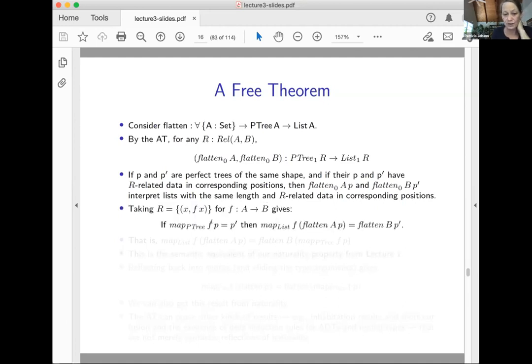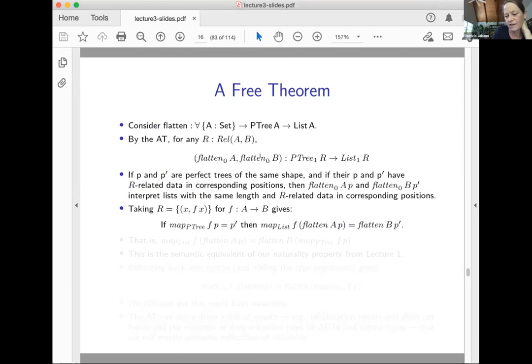The way that you prove this using parametricity is you say, well, for the relation, I'm going to take the graph of my function f that I'm interested in mapping. And what the conditions say is that this is coding up this: if P and P prime are perfect trees with the same shape, and if P and P prime have R related data in corresponding positions, that means if I were to map my function over P, I would get P prime. That's what it would mean for them to have corresponding data in corresponding positions. Then the same thing happens for the results. So if I map my function over the first thing in the pair, I should get the second thing in the pair.